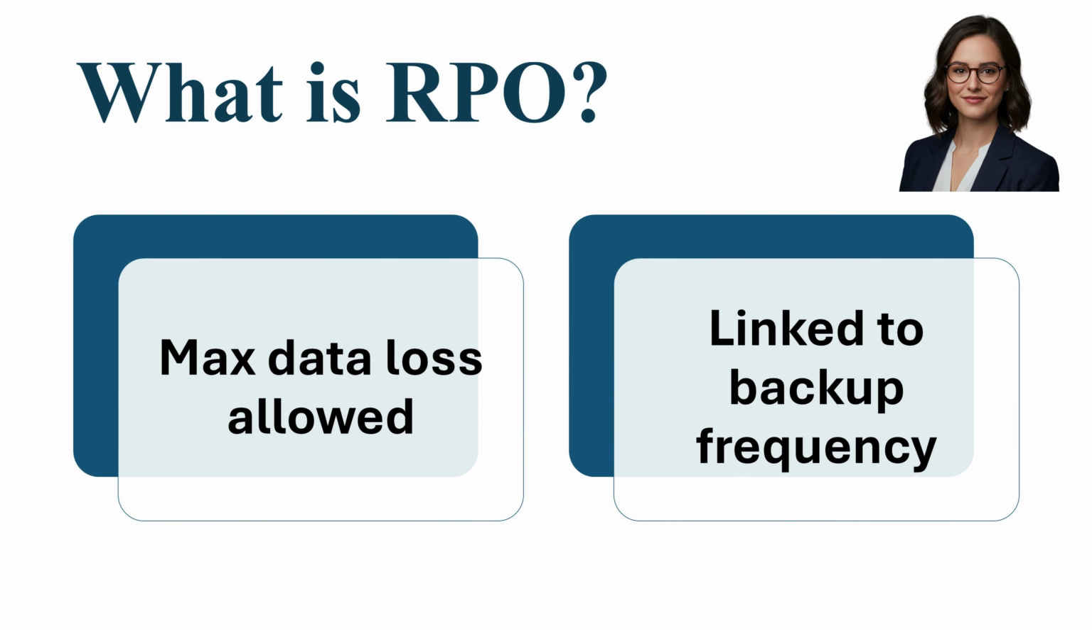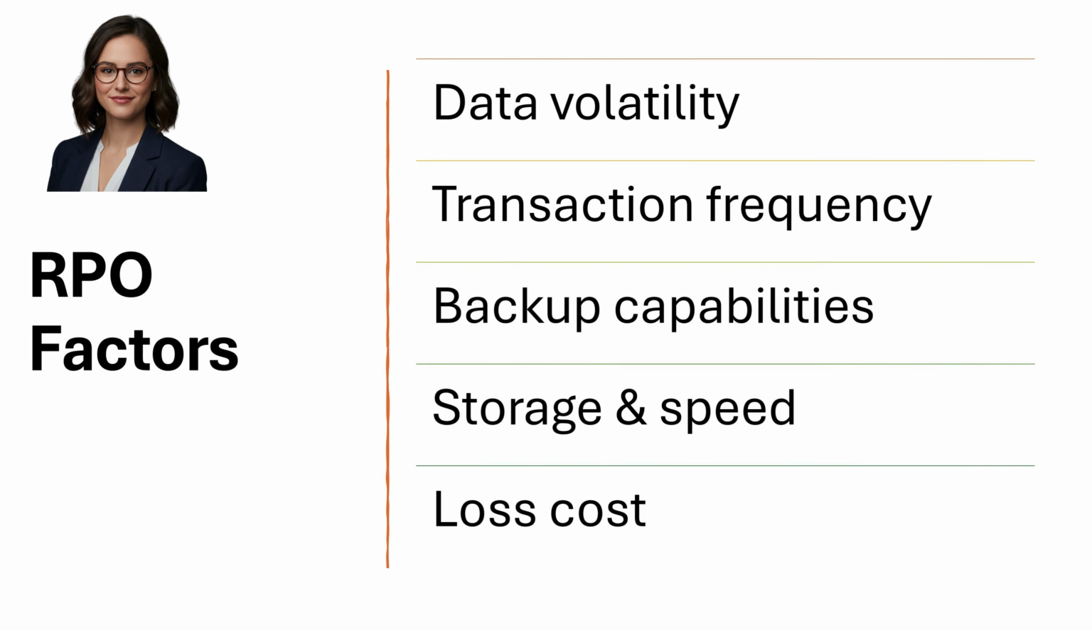Next, let's look at the recovery point objective, or RPO. The RPO defines the maximum acceptable amount of data loss that can occur during a disruption. It answers the question, how much data are we willing to lose? The RPO is directly related to your backup frequency and determines the point in time to which you need to recover your data. Several factors influence your RPO. These include the volatility of your data, the frequency of transactions, the capabilities of your backup infrastructure, your storage capacity, the speed of data recovery, and importantly, the cost associated with potential data loss.